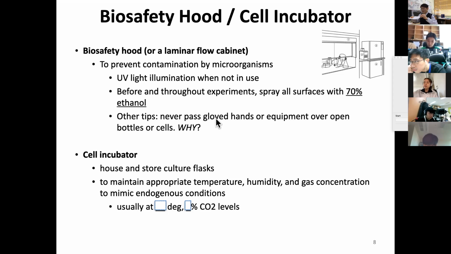So either the dish has to be covered up, or you have to be careful not to do this. This is something like little tricks to prevent contamination.